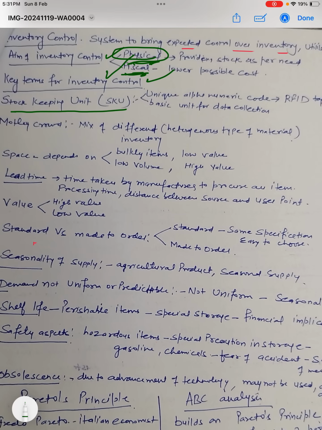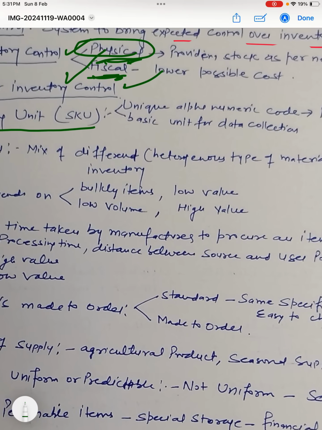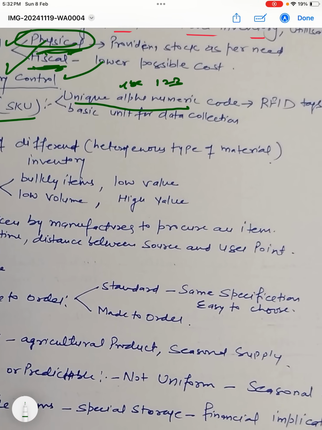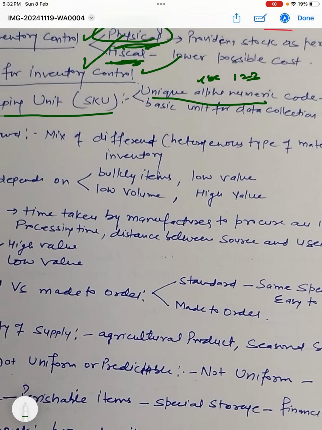As the entrepreneur or businessman receives the product in his store, he gives it a unique alphanumeric code, which means alphabets plus numbers. That alphanumeric code is converted into a barcode and an RFID code, which is your radio frequency code. That's why when you buy a product and go to the cash counter, they scan it. As they scan it, the inventory manager gets the information that this unit is no longer in stock. That's your stock keeping unit.